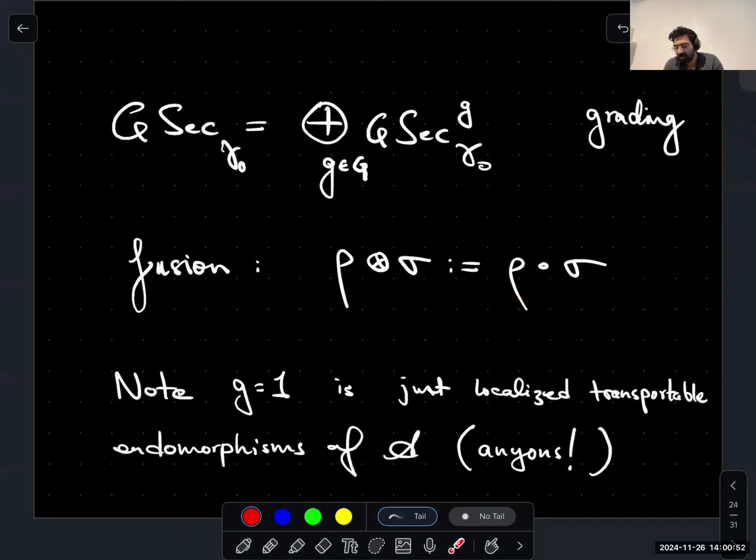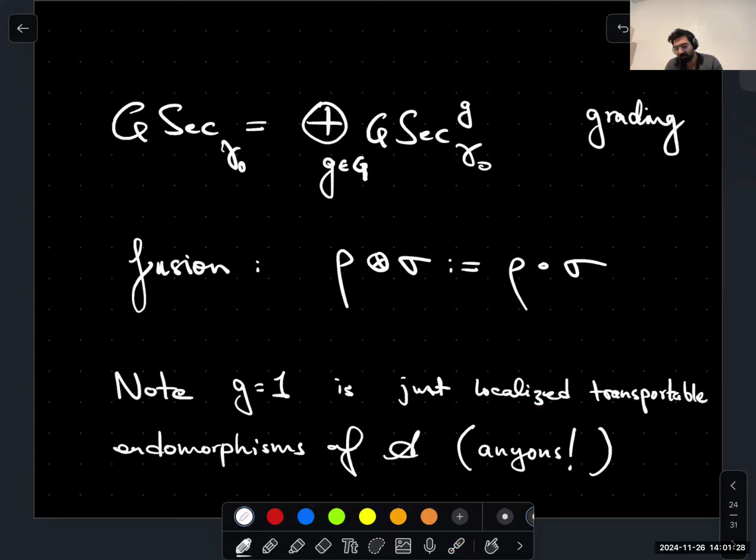And I've noticed that if G is equal to 1, then this definition literally reduces to localized transportable, which is great because that's exactly what you expected. If a G equals 1 defect is present, then that basically means that the domain wall is doing nothing. There's no action on the anion, so the anion would not feel anything. And so this is very reassuring.